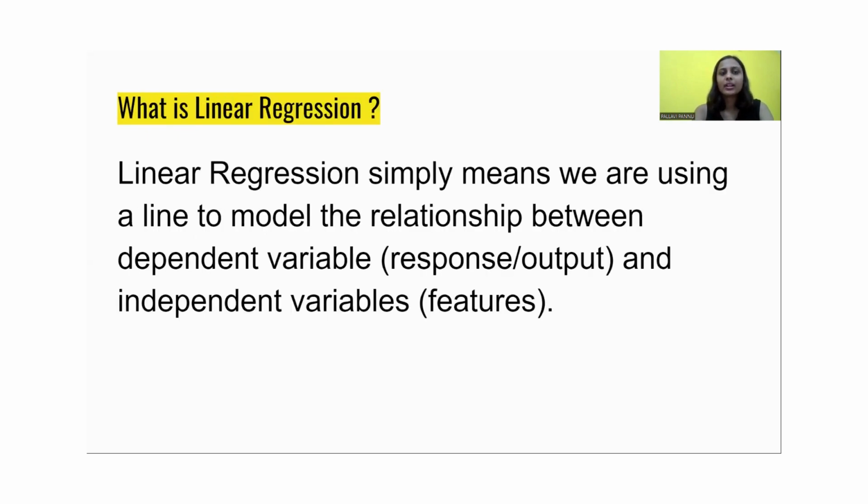So what does linear regression simply mean? Linear regression simply means we are using a line, because it's linear, right? We are using the line to model the relationship between the dependent variable, that is your response or your output, and independent variables, that are your features. So we have some independent features, it can be anything, and we want to predict the output of something. So we are going to model the relationship between the dependent and the independent variable using the line. That's what linear regression simply means.